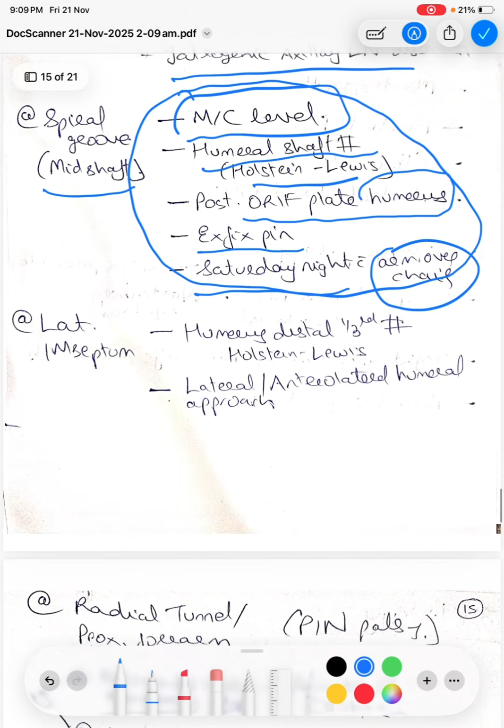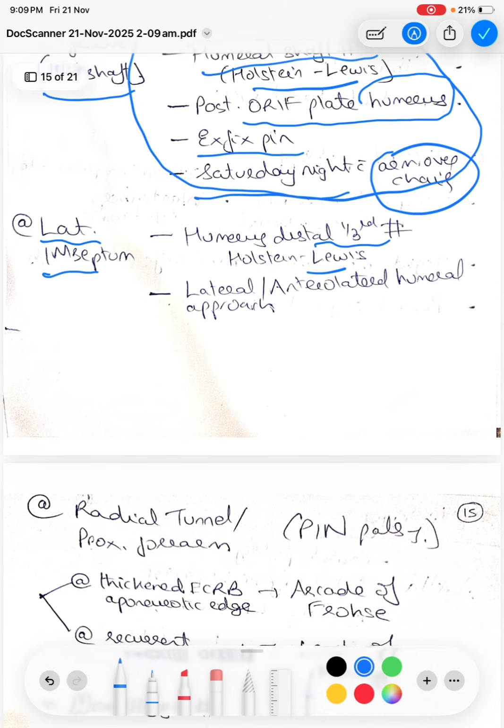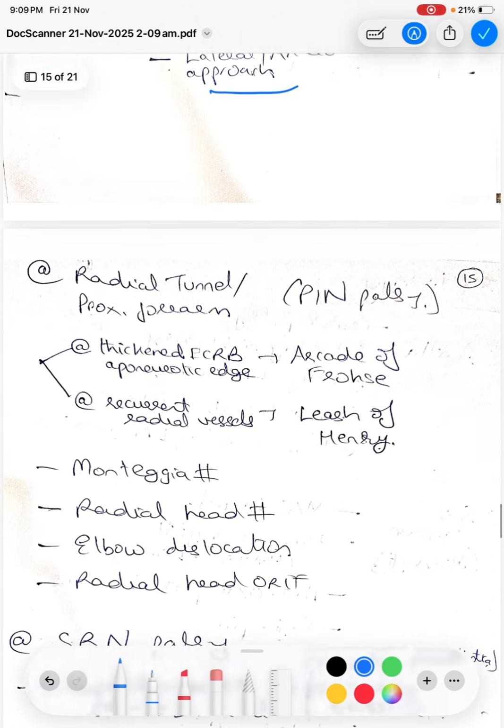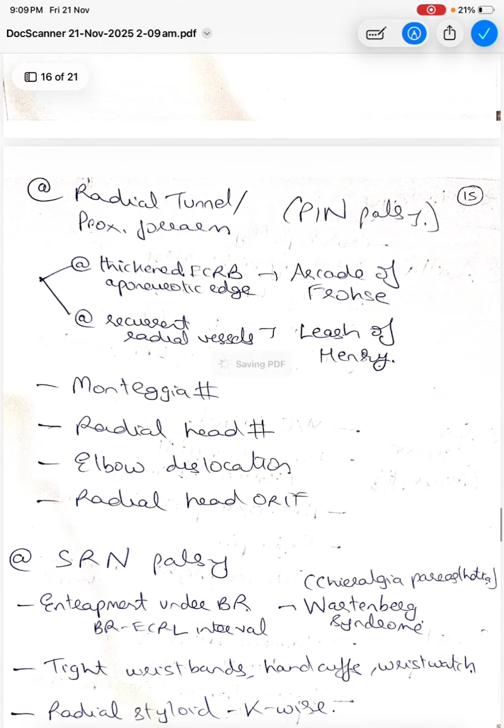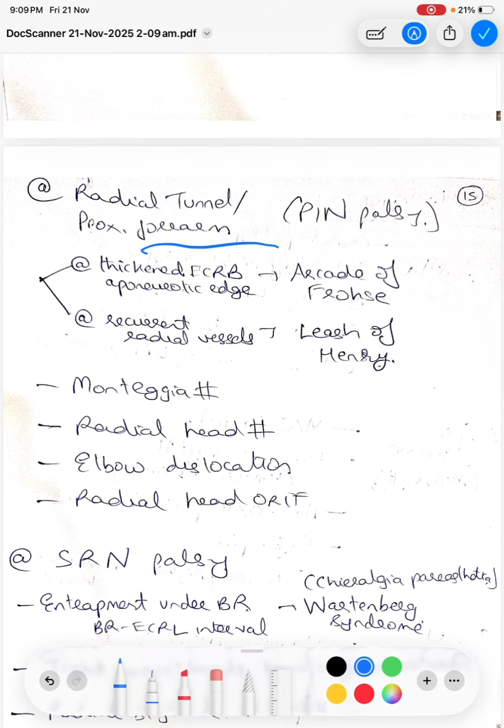Okay, now what are the etiologies at the lateral intermuscular septum? Whenever there is a distal 1/3 humerus fracture, Holstein-Lewis fracture, or whenever you are approaching the lateral or anterolateral humerus, paratriceps approach. Now, what are the common etiologies at the radial tunnel or proximal forearm? The classical PIN palsy. So these are classical named findings which are usually asked.